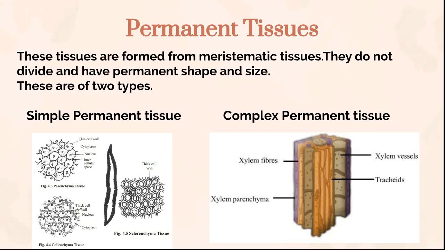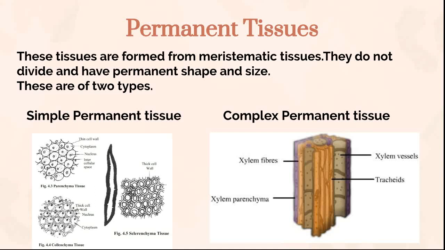Students, as you know, meristematic tissue is a dividing tissue. It continuously divides to form new type of cells. These new cells, which are formed by the meristematic tissue, take up permanent shape and size and perform a particular function, and they form permanent tissue.